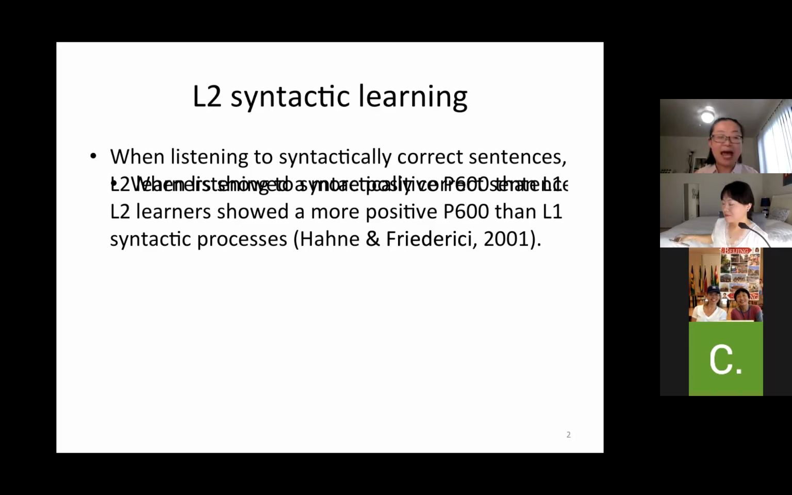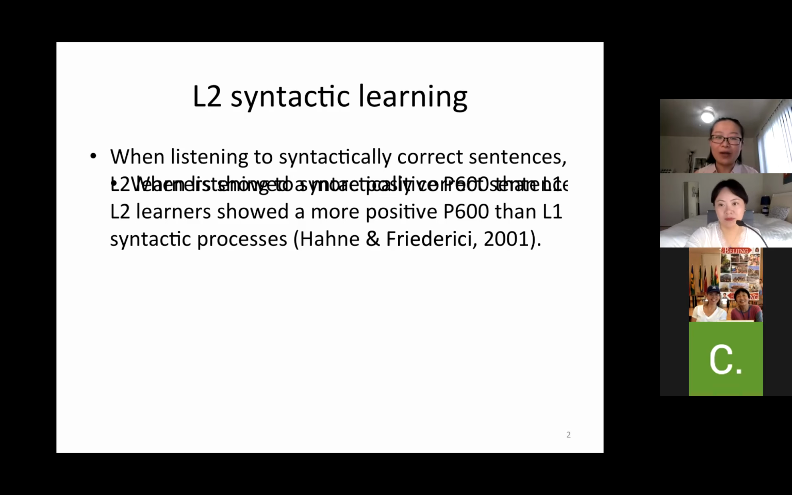So P600 is an ERP component. It occurs around 600 milliseconds after the onset of the stimuli. A lot of studies have found P600 is very sensitive to syntactic processing, and a more positive P600 is related to syntactic processing difficulty. So these studies support that L2 learners, when they process sentences, have difficulty in syntactic processing.